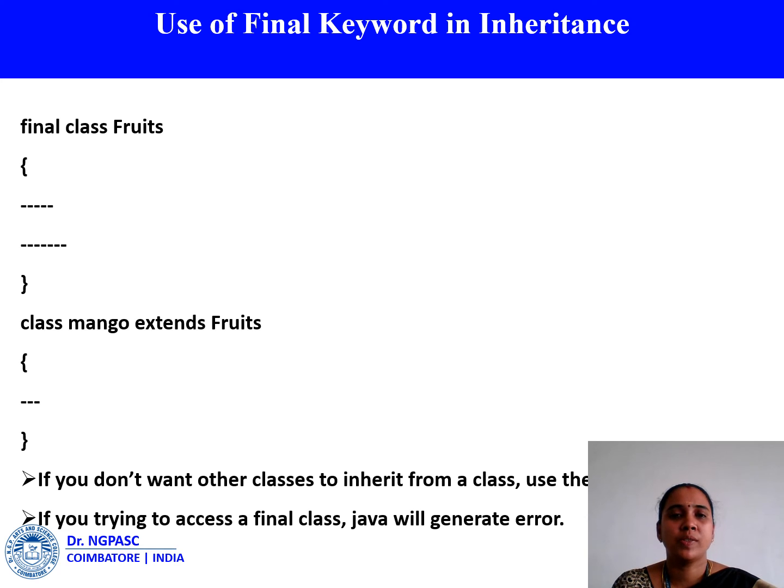Here, Fruit is the class, which is a final class. After that, I am going to create one more class, Mango, which extends the Fruits class. Now if you try to execute this program, Java will produce an error because we don't have the right to inherit the final class. So here Fruit is the final class. We cannot access or inherit a final class.